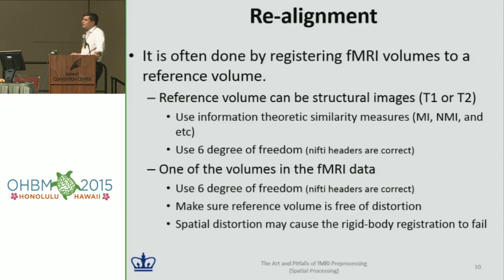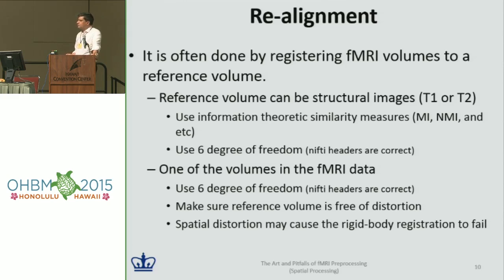And in both cases, if you're using multi-modality registration, you have to remember to always use information theoretic measures. Use 6 degrees of freedom. Always trust the header of the fMRI data more than the registration. Registration is an optimization problem. It never gives you better results than actual measurements that come from the file header. I've seen lots of people use more than 6 degrees of freedom.